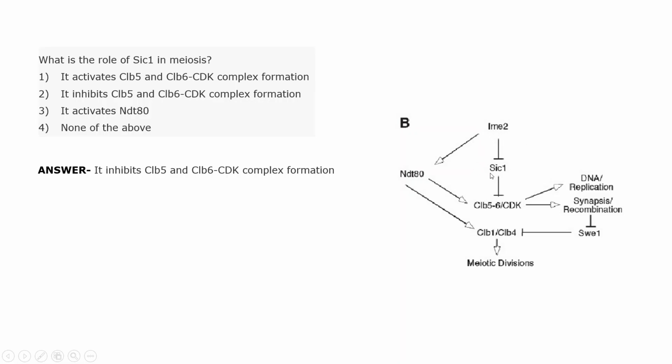So if SIC1 is active, it inhibits the cyclin B5 or 6 CDK complex formation, which later does not enable the transition into DNA replication or synapse formation. If DNA replication does not take place, then it doesn't enter into meiosis, right? So SIC1 has a function like that. It is inhibited by IME2, which is a kinase, indirectly, and therefore the meiosis transition takes place by the activation of the cyclin B5 or 6 CDK complex, while SIC1 actually inhibits it. So I hope this answer is clear. So does anyone have any doubt?